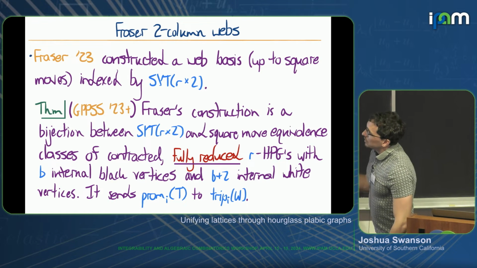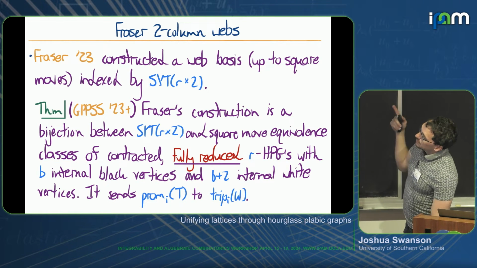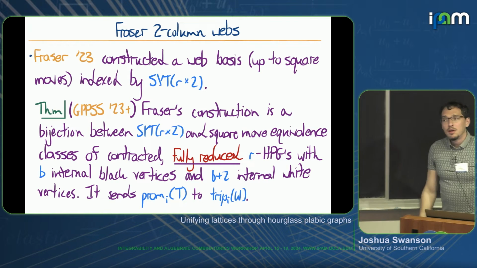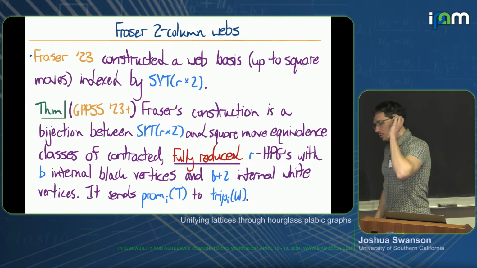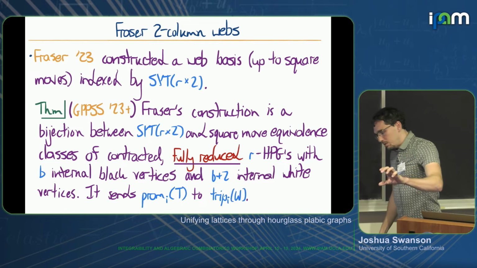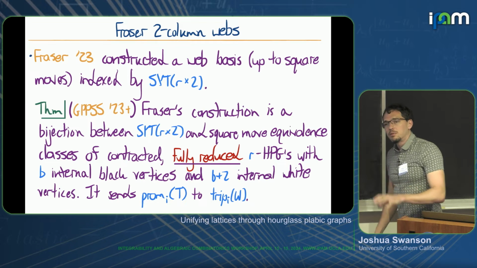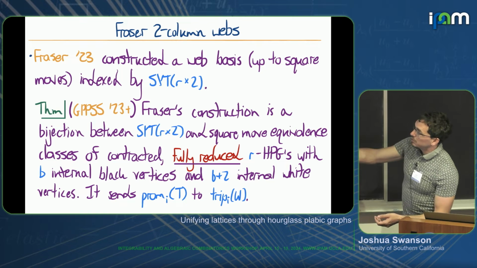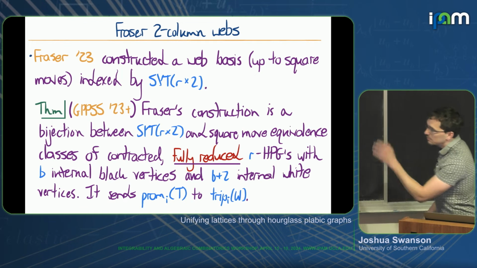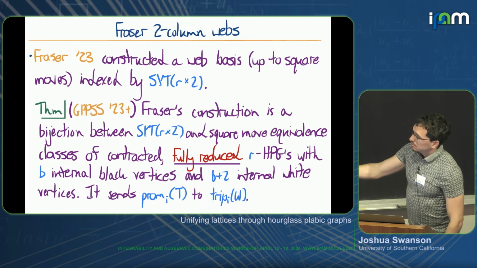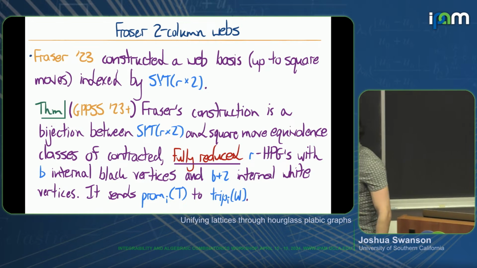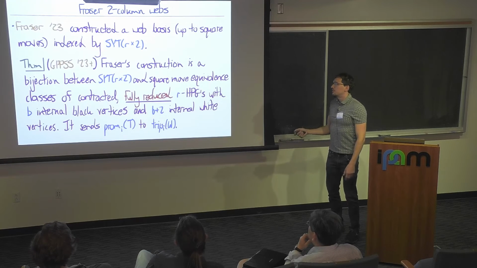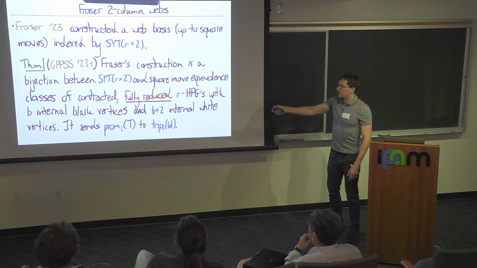So Fraser introduced a construction of a web basis indexed by standard tableau of two-column shape. So this, two-row shape, Temperley-Lieb; three-row, Cooperberg 30 years ago; four-row, us a year ago; Fraser, two-column, also recently. And so Fraser's construction actually yields a bijection between two-column tableau and square move equivalence classes of fully reduced hourglass plabic graphs.